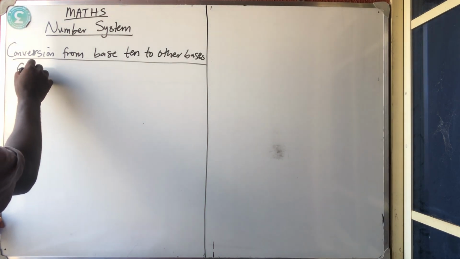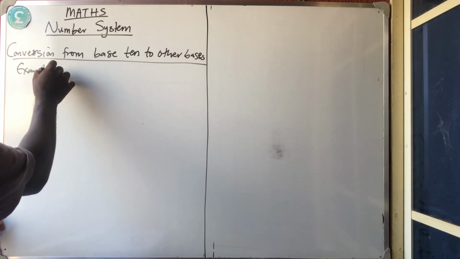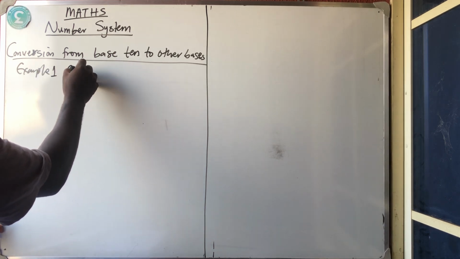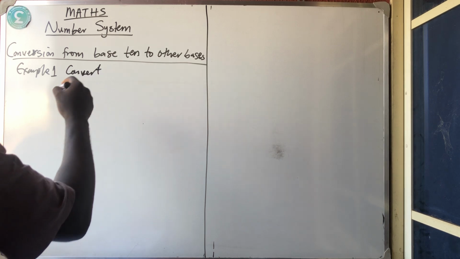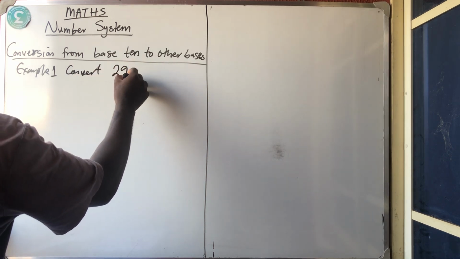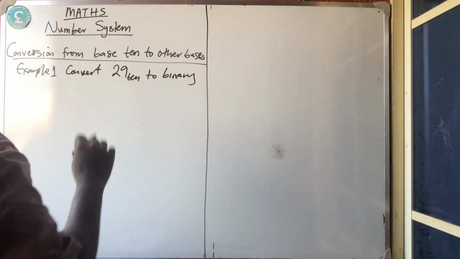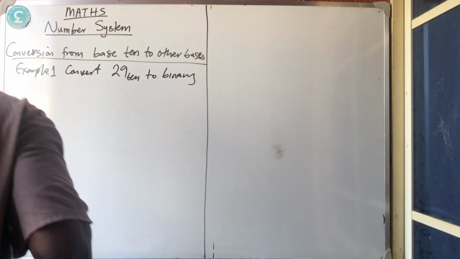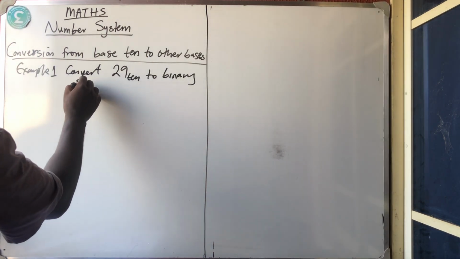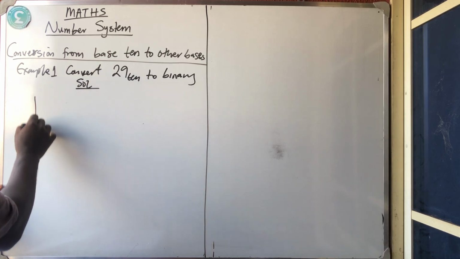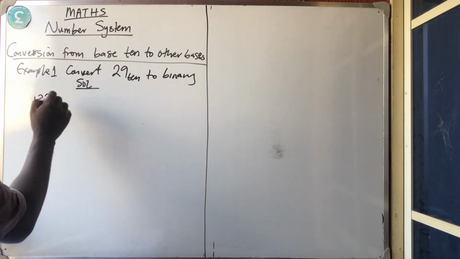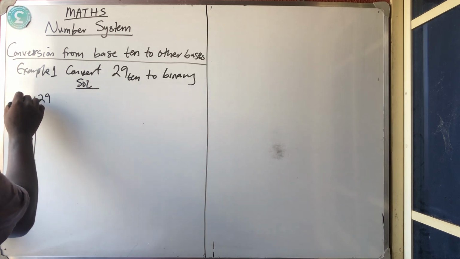So what do we do now? Example. Let's solve some questions. Example, they say convert 29 base 10 to binary. Okay, binary means base 2. So solution, what do we have? Let's divide 29. Since I'm talking about binary, I'll be dividing by 2.